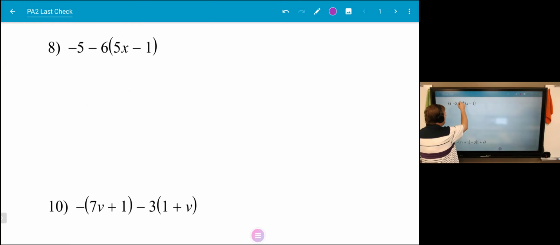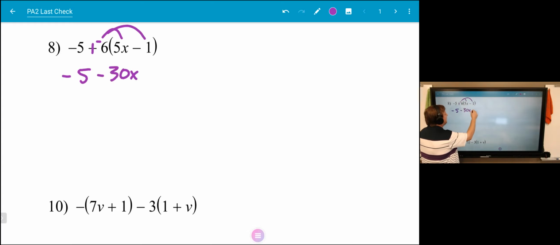Negative 5 minus 6, you could call this plus negative 6 times 5x and negative 1. So I'm going to essentially be distributing a negative 5x to both of these. This negative 5 out front, though, just hanging out. Negative 6 times positive 5x gives us negative 30x. Negative 6 times negative 1, negative times negative is a positive, and 6 times 1 is 6.